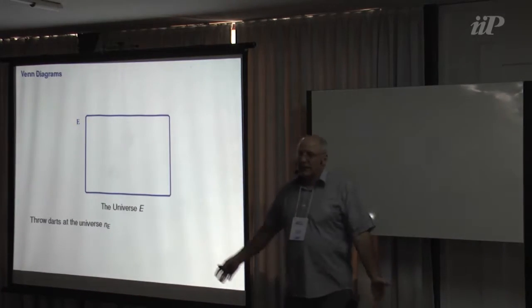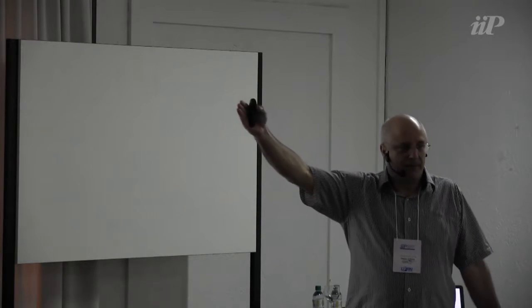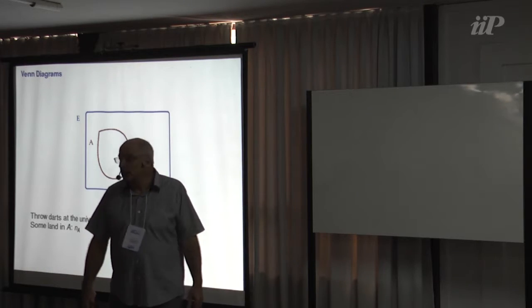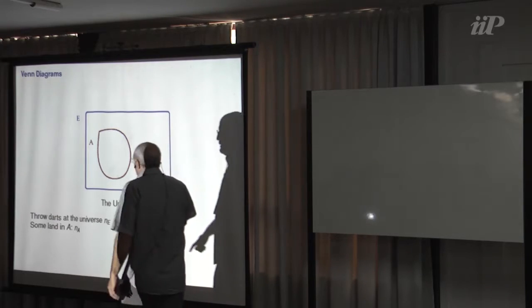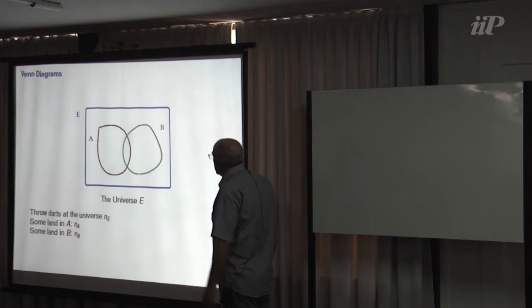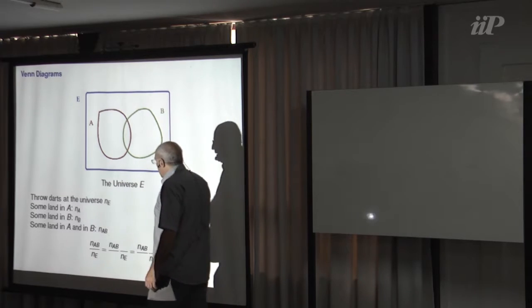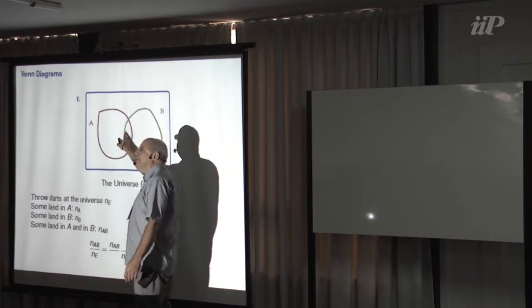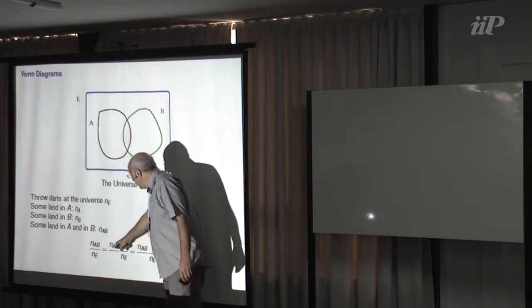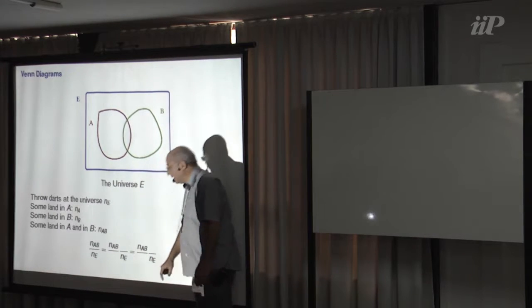Okay, now let's go back to something you all learned in high school. This is a Venn diagram. And I could have started like this. I'm going to throw darts in this universe, and some of those darts are going to fall inside. I throw N_E darts, and some N_A land in A, N_B land in B, and some land in A and B at the same time. So N_AB over N_E is something that I can write out.